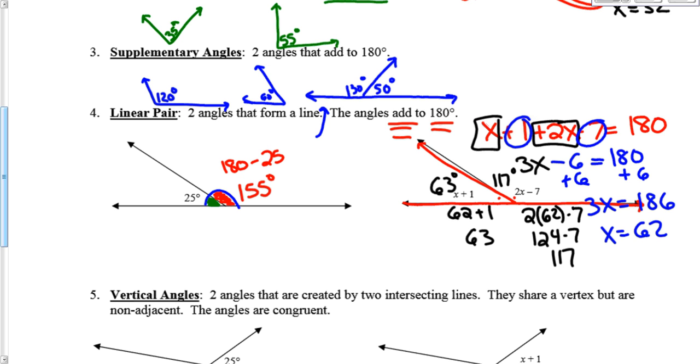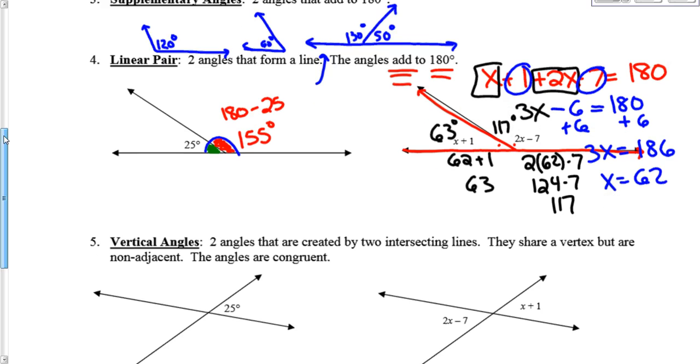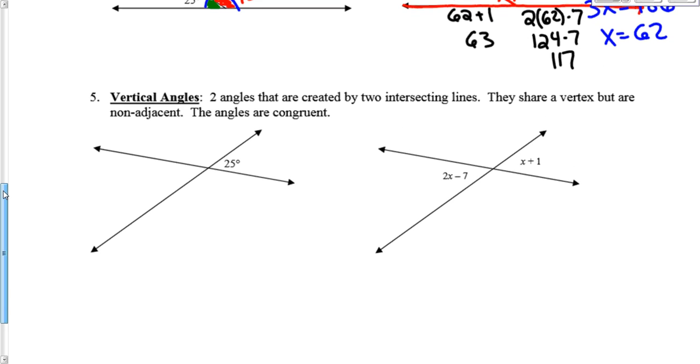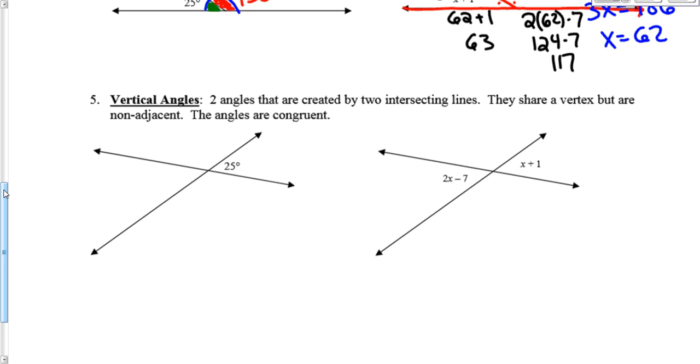All right. Up next, we have vertical angles. Vertical angles are two angles that are created by two intersecting lines. They share a vertex but are non-adjacent, so they're not next to each other. The angles are congruent. So always remember they are congruent. We'll come back to that in one second. Let's take a look at this diagram. I'm going to outline the vertical angles. So I'm going to look at this one here that has an angle measure.